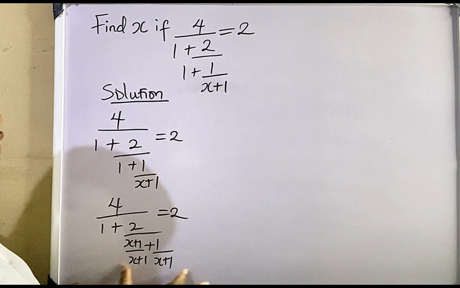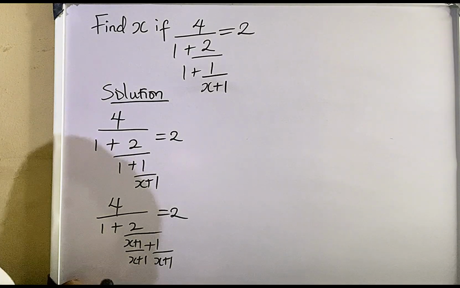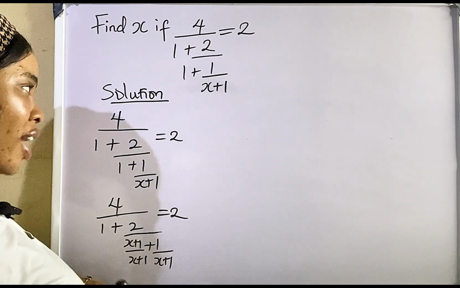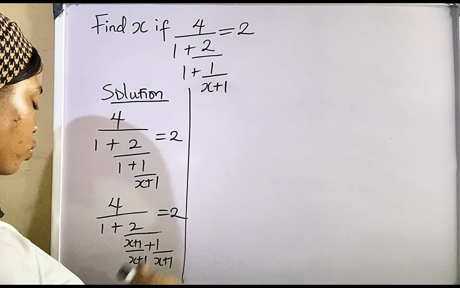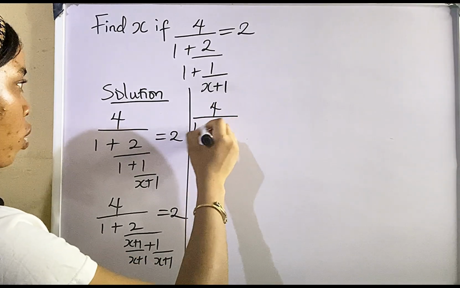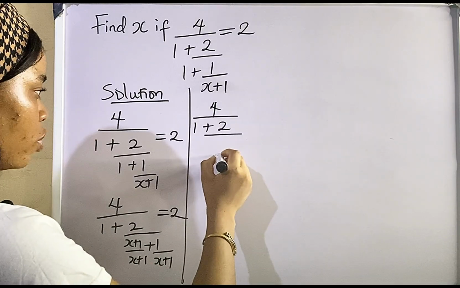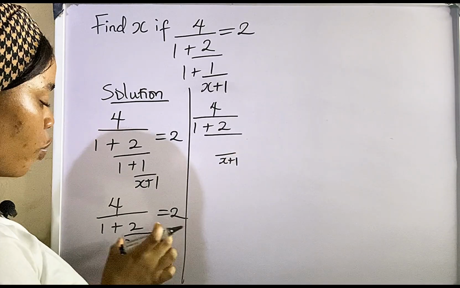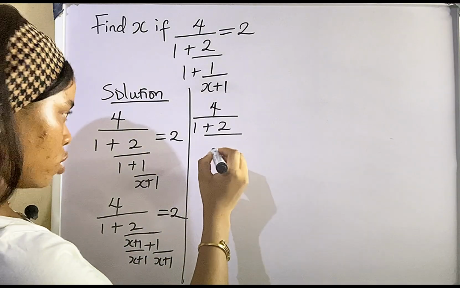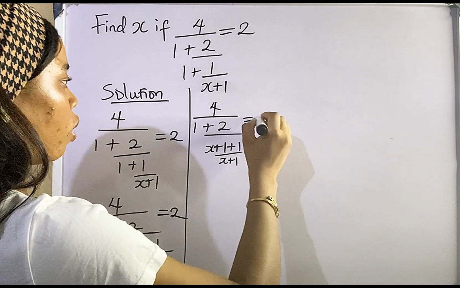Now you can see that these fractions have a common denominator. So what do we do here? They are like fractions, so we pick one denominator, which is x plus 1, and then we add the numerators together because they are like fractions. So this becomes x plus 1 plus 1 equals 2.